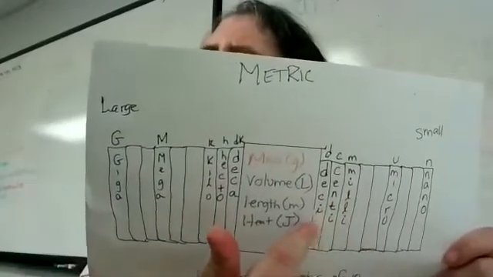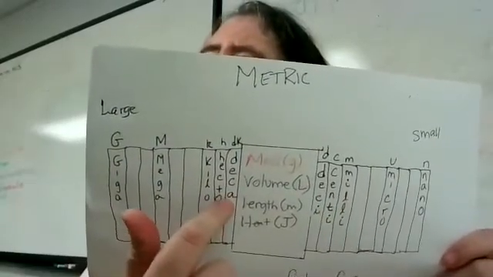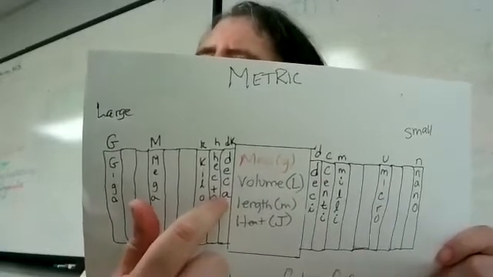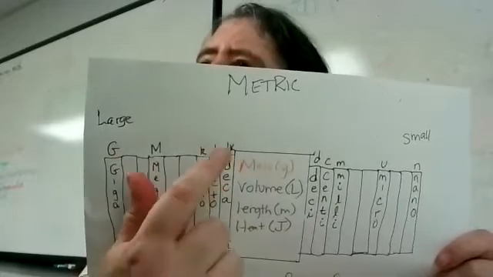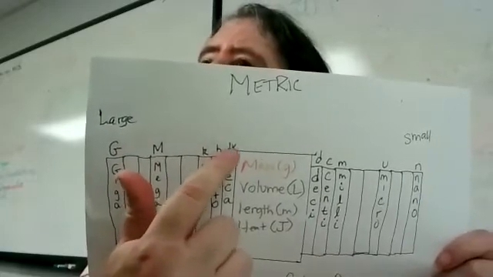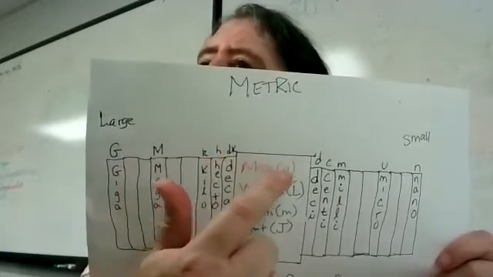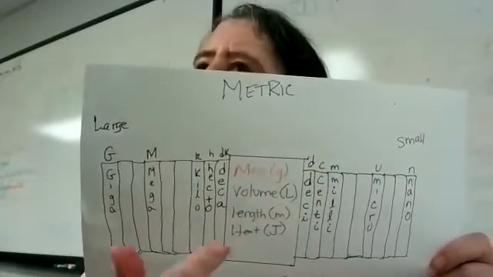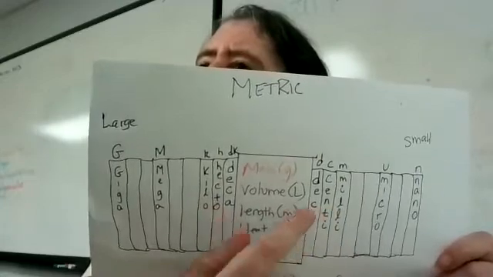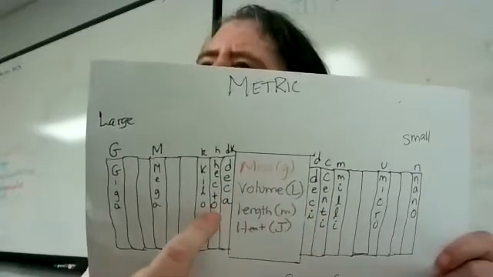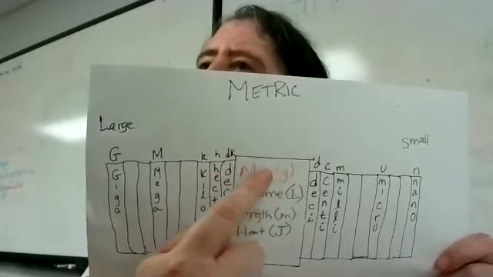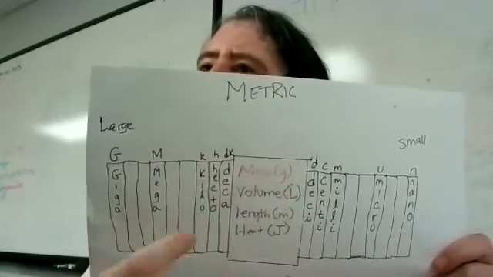Opposite of deci is deca, D-E-C-A, like a decade or a decathlon. There's 2 words you should have heard before. It has an abbreviation of a DK. So a DKG is a decagram, whereas a DG is a decigram. The opposite of centi is hecto, which has an abbreviation of an H. An HG is a hectogram, and HL is a hectoliter.